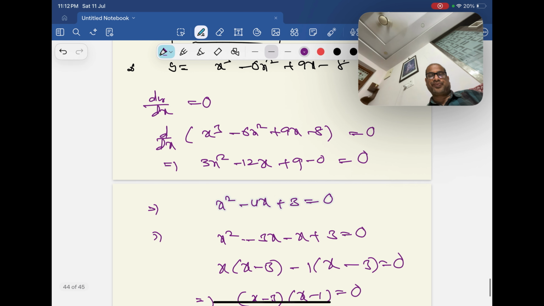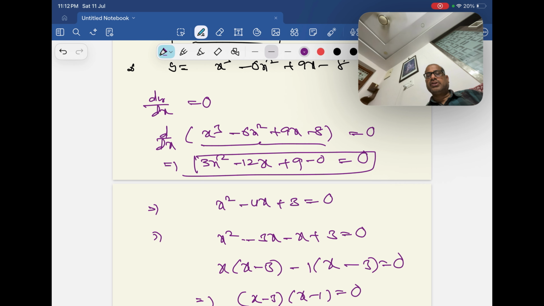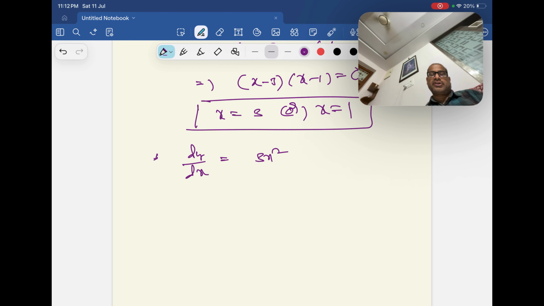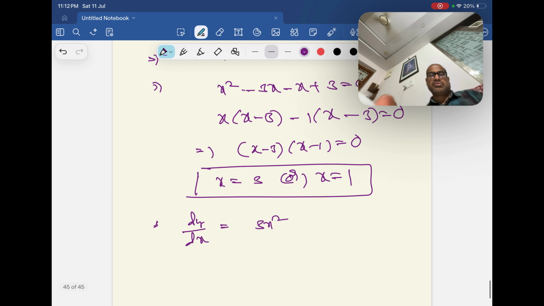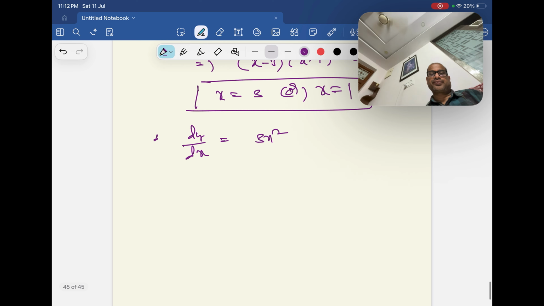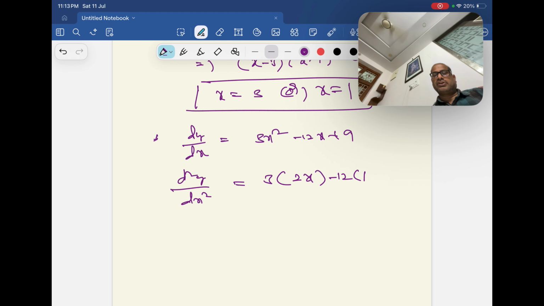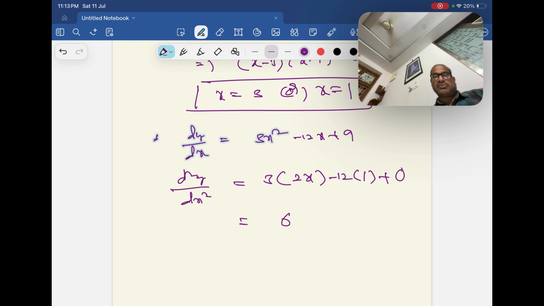Just now we have seen the first derivative dy by dx value. How much did we get here? The first derivative value after differentiating this function: 3x square minus 12x plus 9. Again differentiate this one. So d square y by dx square is 3 into 2x minus 12 into 1, this is 0. Now this derivative comes out to be 6x minus 12.